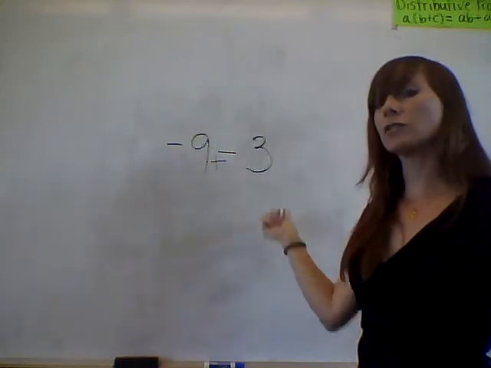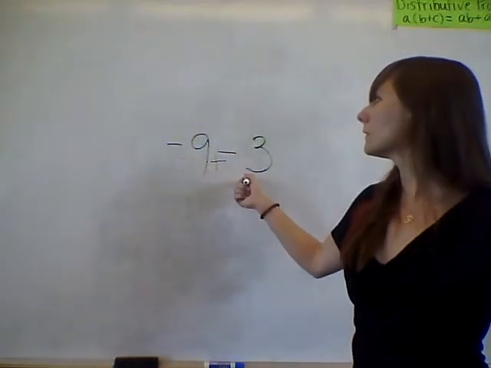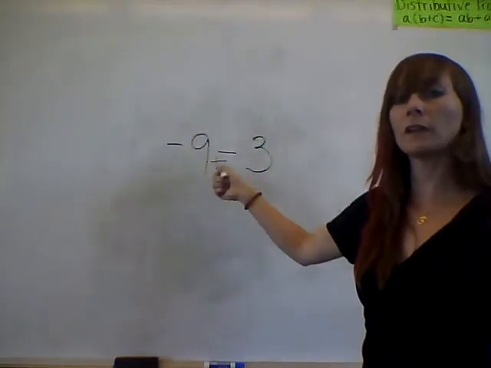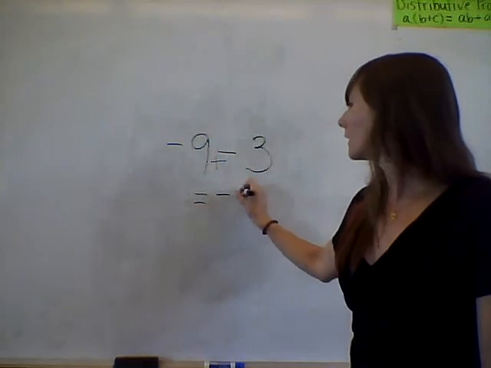So now I'm adding integers, going back to the rules for adding integers. The signs are the same. I've got a negative plus a negative. I'm going to add the numbers and keep the sign. Negative 12.